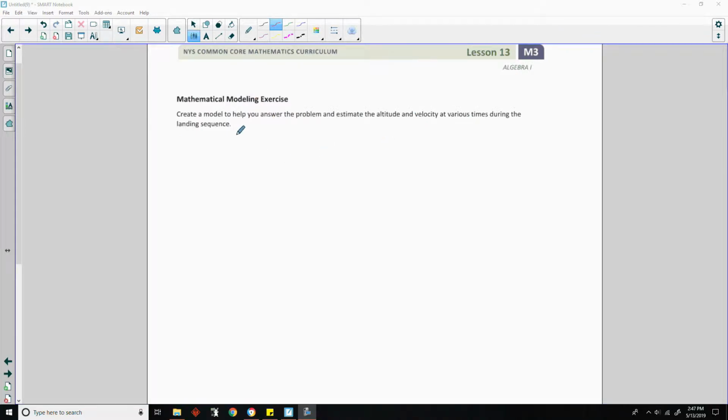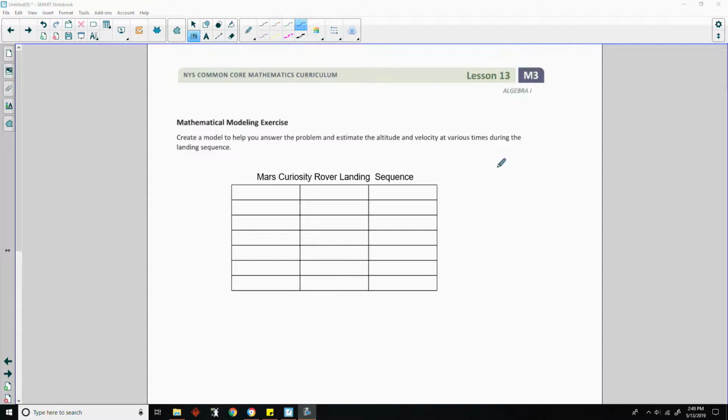Okay, on to page 2, mathematical modeling exercise. It says to create a model to help you answer the problem and estimate the altitude and velocity at various times during landing sequence. Okay, so I've created this table here and we're going to fill it in. So this is going to be times.